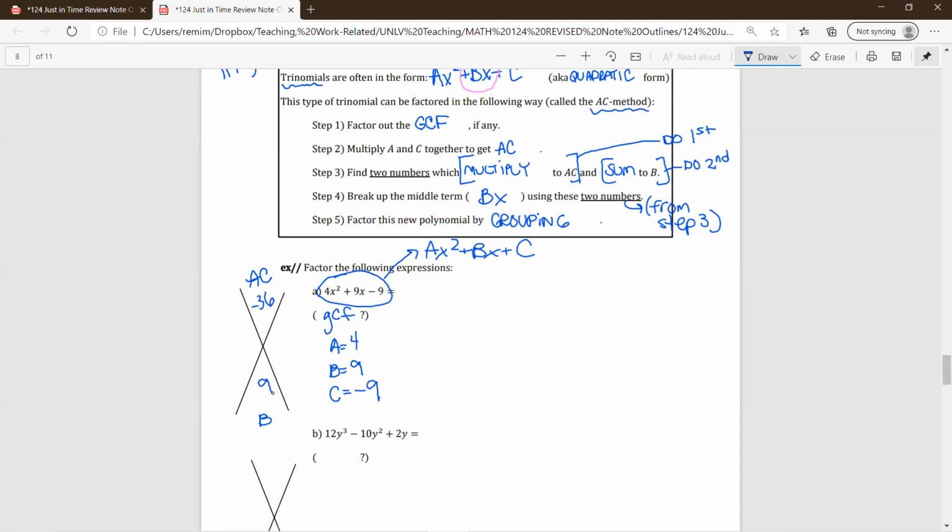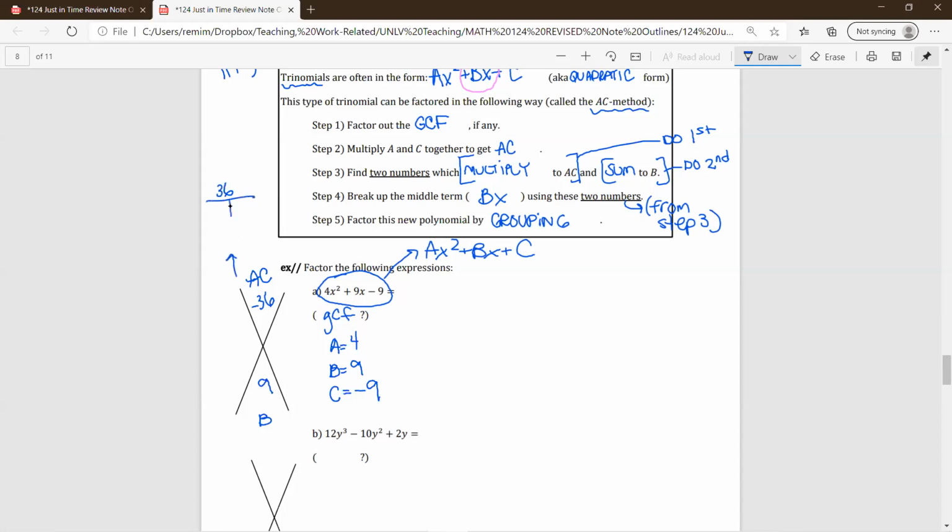And so we're really on step 3 now. Find two numbers that multiply to AC and they need to sum to B. And again, I said to do the multiplication part first. So don't worry about the 9 right now. Only look at the -36. And you can even create a table if you want.